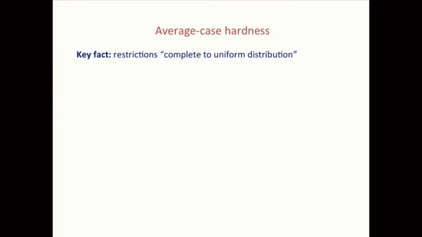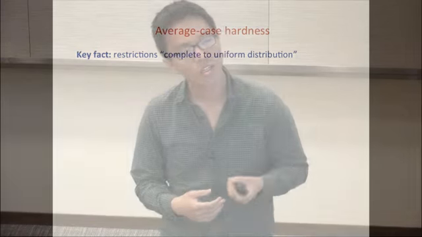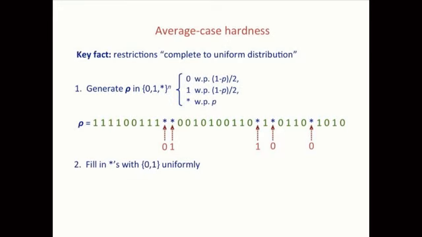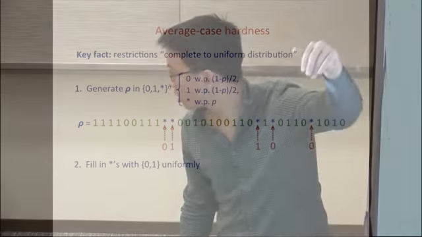It's a consequence of our random restriction. The key fact here is that our random restrictions hide a uniform random string. What do I mean by that? The phrase we have been using is they complete to the uniform distribution, which I guess is not very formal. But here's the formal meaning. You generate this random restriction rho, with 0s, 1s, and stars. And then you fill in the stars with 0s and 1s uniformly at random.